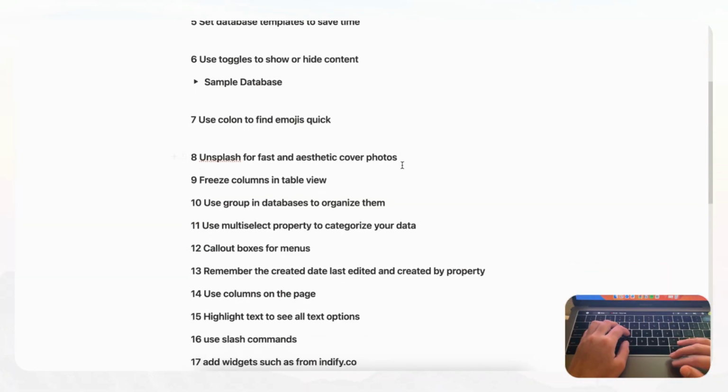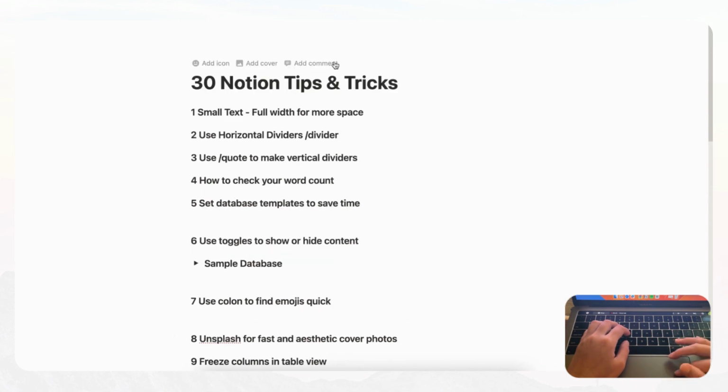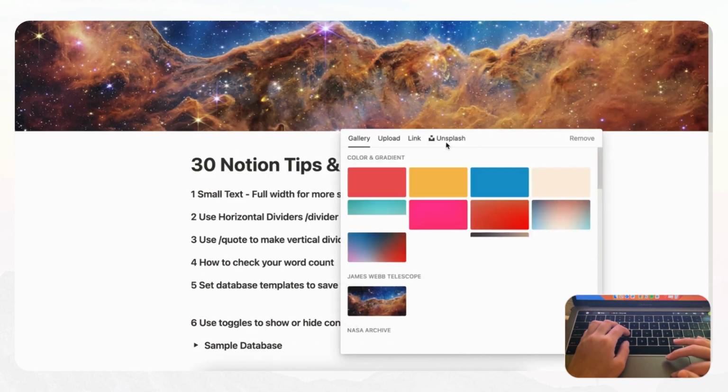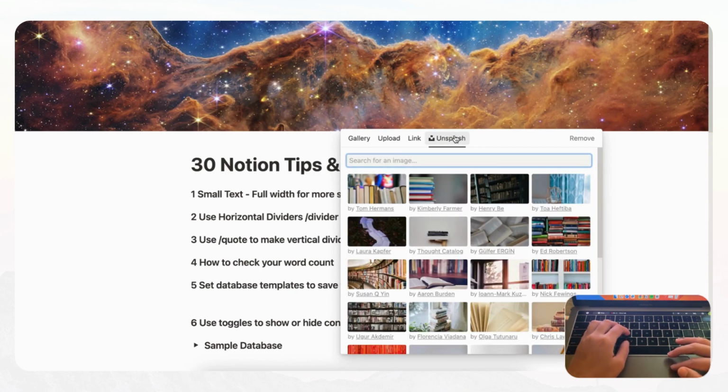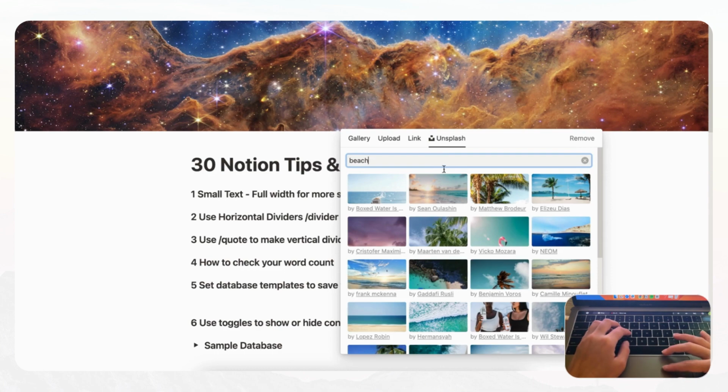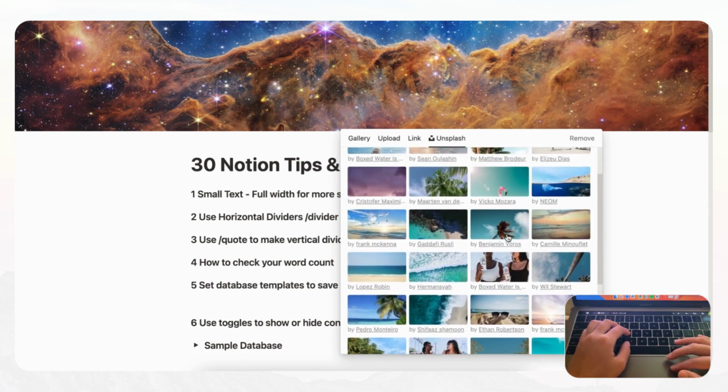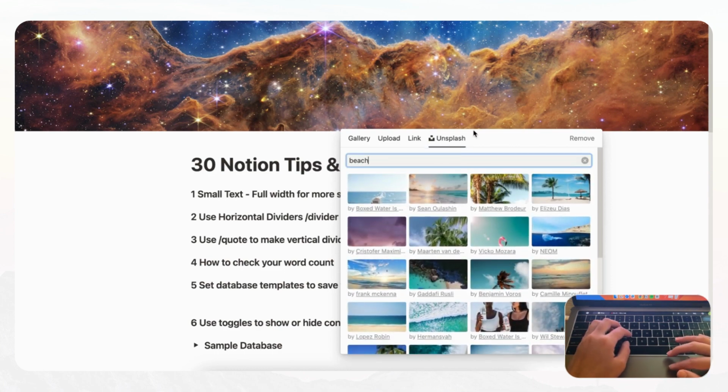The next thing we wanted to show you is to use Unsplash for fast and aesthetic photos. So if we go to the top of this page and we click add cover and change cover, you'll notice that there's this option for Unsplash. And this is just a stock image library. So all of these are copyright free and you can really just search for anything. So let's say we wanted a beach photo, we could just choose a beach from here. And this is a great way to just add really nice cover photos depending on your mood and your theme for the template or page that you're trying to create.